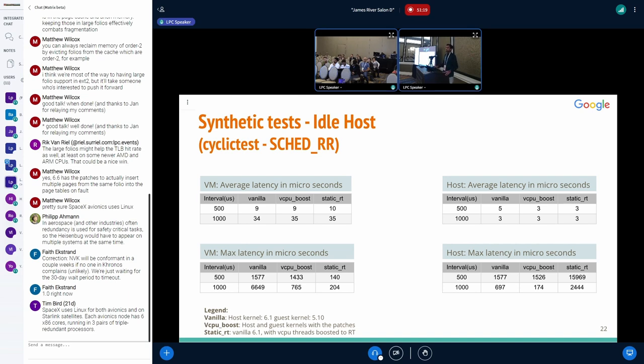So this is an idle system, remember. So it should be as good as RT. What we suspect is migrations, because RT does very aggressive migration, and it might be the latency caused due to migration, but we are yet to do more investigation on that. But if you see the host side of things, static RT is really detrimental to the system. So vCPU boost and vanilla perform more or less the same, but with static RT, the vCPU takes over the host, it hurts the host.